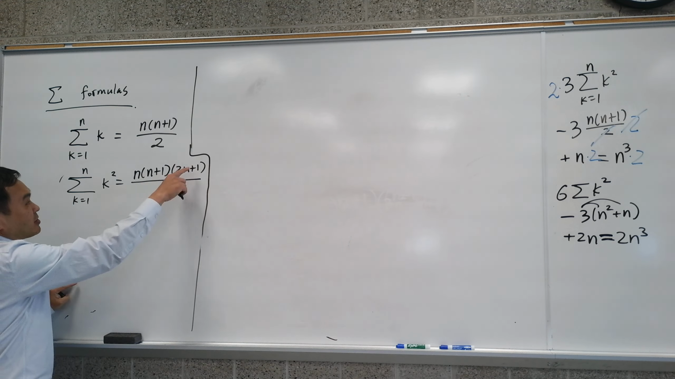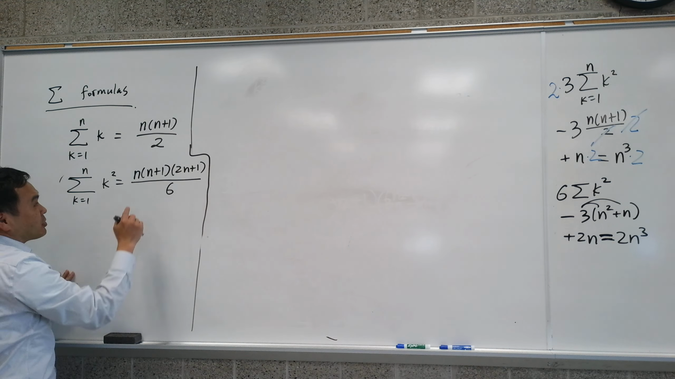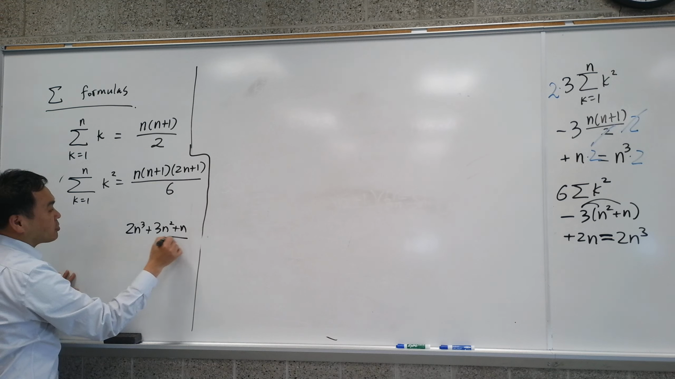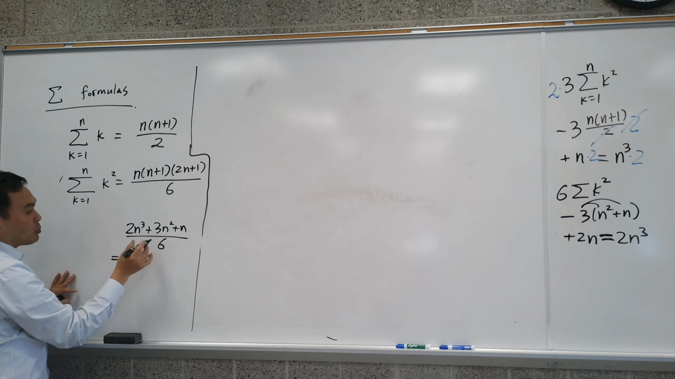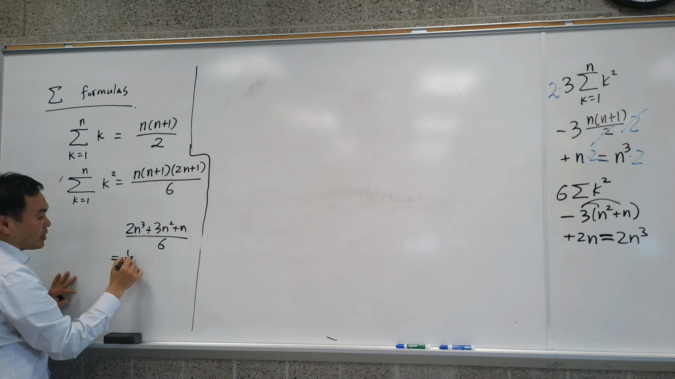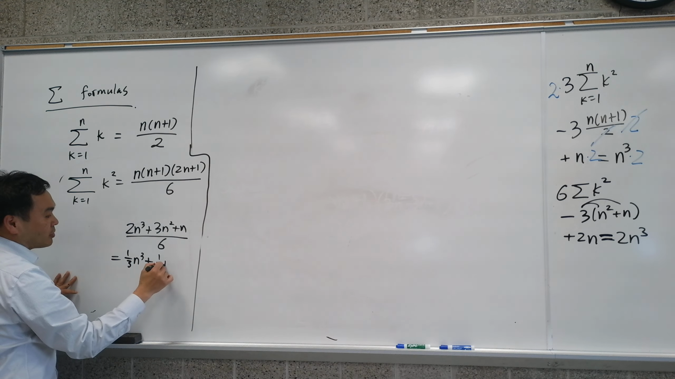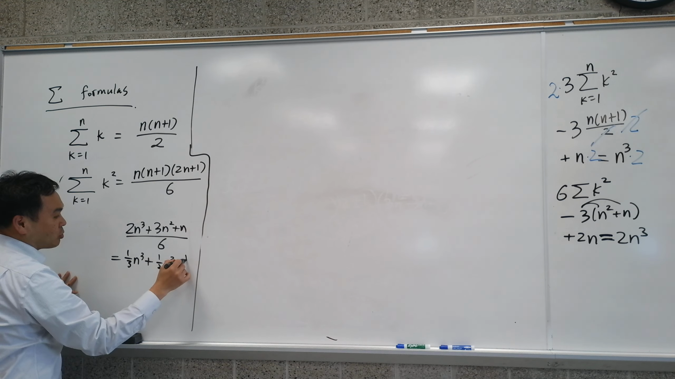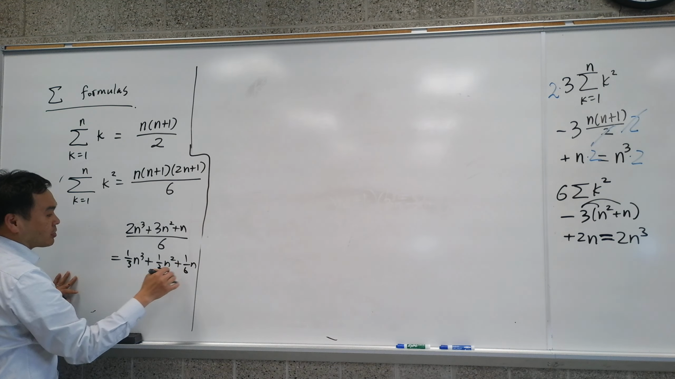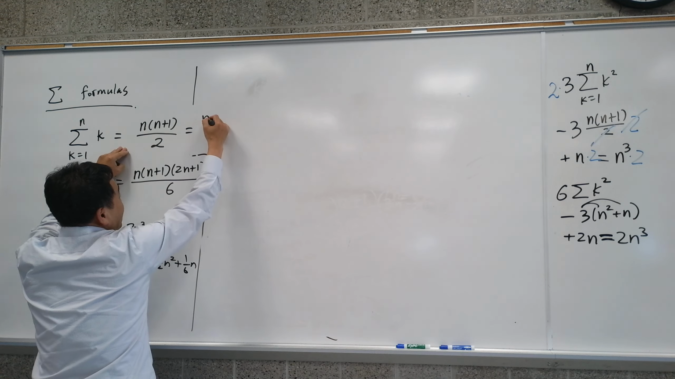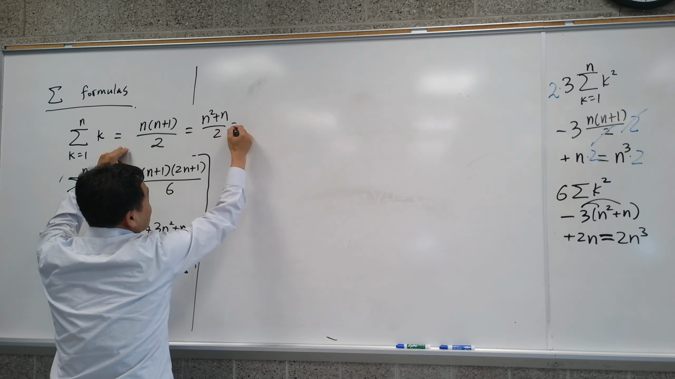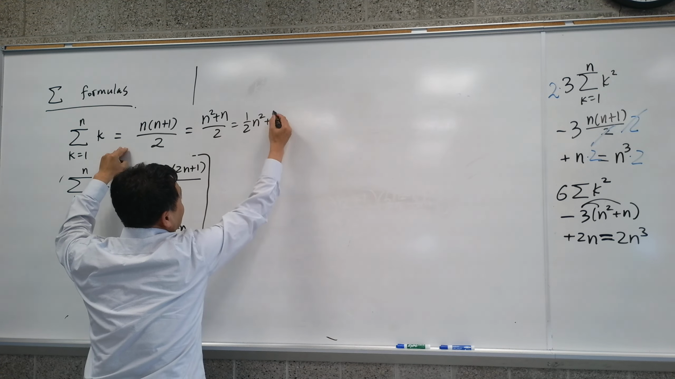See, if I expanded everything here, it would have been 2n cubed plus 3n squared plus n over 6. And if I write them individually, it would be 1/3 n cubed plus 1/2 n squared plus 1/6 n. So that's another way to write down the same formula, right? And if I wrote this down in expanded form, this would be n squared plus n over 2, which is 1/2 n squared plus 1/2 n.